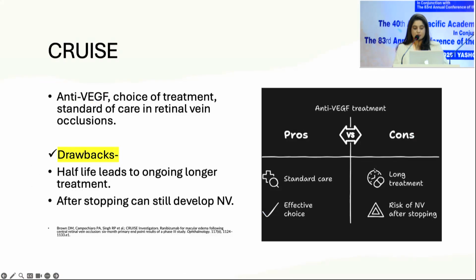So the CRUISE study said that anti-VEGF is now the treatment of choice and standard of care in retinal vein occlusion. The drawback was that we have to do repeated injections, and also after stopping the anti-VEGF, patients can still develop neovascularization.